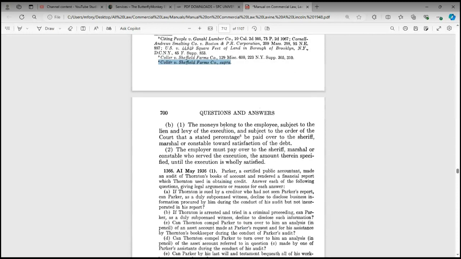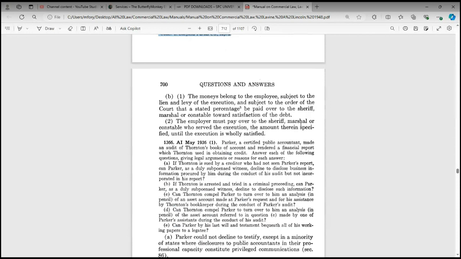B, number 1, the monies belong to the employee, subject to the lien and levy of the execution, and subject to the order of the court, that a stated percentage be paid over to the sheriff, marshal, or constable toward satisfaction of the debt. The employer must pay over to the sheriff, marshal, or constable who served the execution the amount therein specified until the execution is wholly satisfied. See, I haven't read anything on garnishment, so right here, this sounds messed up because of the principles of trust law.